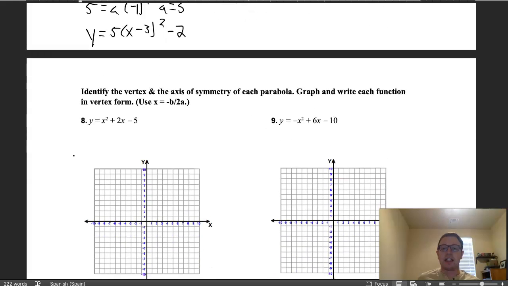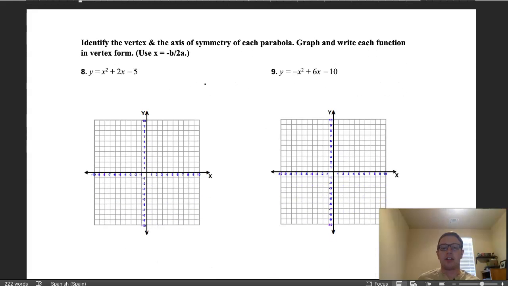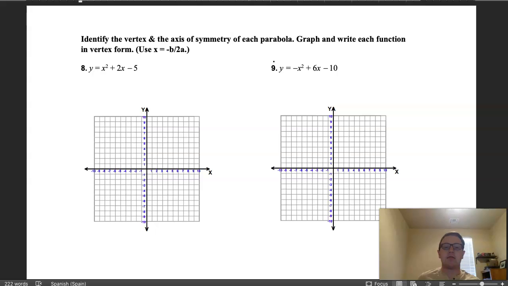What about identifying the vertex and axis of symmetry for each parabola, then graphing and writing a function in vertex form? We know that our axis of symmetry is the line x is equal to minus b over 2a. So let's go ahead and get started using that on problem 8 here. x will be equal to minus b, b being 2, so this is minus 2 over 2 times a, which is 1, so 1. This tells us our axis of symmetry is at minus 1.